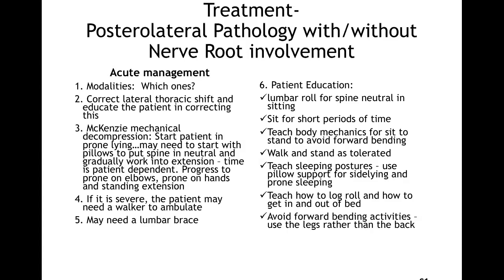As you will see in the lab, these are going to be your McKenzie's stretches. So basically we start in a prone position, then we go prone on elbows, then prone on hands, and then finally our final stretch in the McKenzie progression of stretches is going to be standing extension. If the pathology is severe in this particular patient, the patient may need a walker to ambulate. That's how bad it gets for some patients.